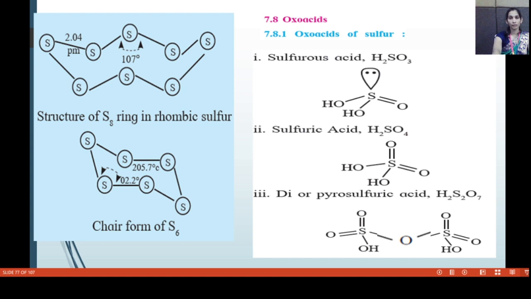The oxyacids of sulfur are sulfuric acid, sulfurous acid as well as di or pyrosulfuric acid. The structures of sulfuric acid, sulfurous acid and pyrosulfuric acid are drawn here. The structure, that means the S8 ring of rhombic sulfur as well as the chair form structure, is given.